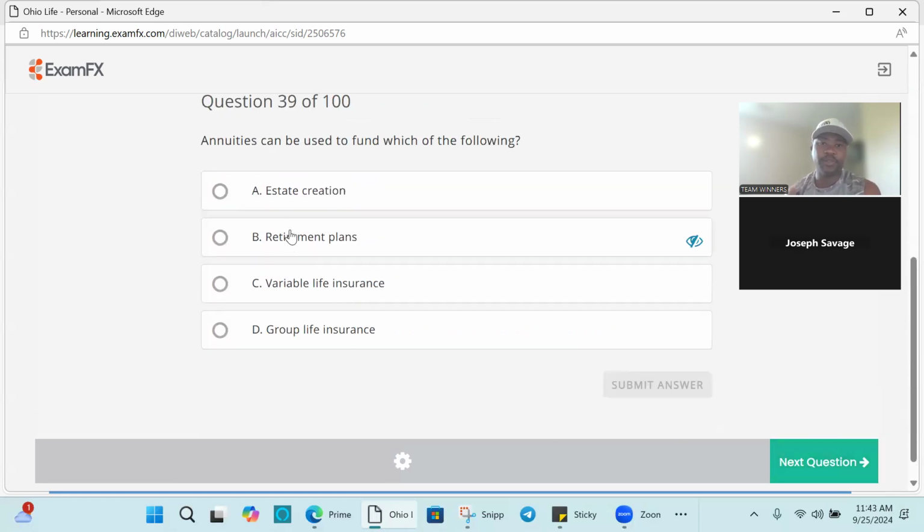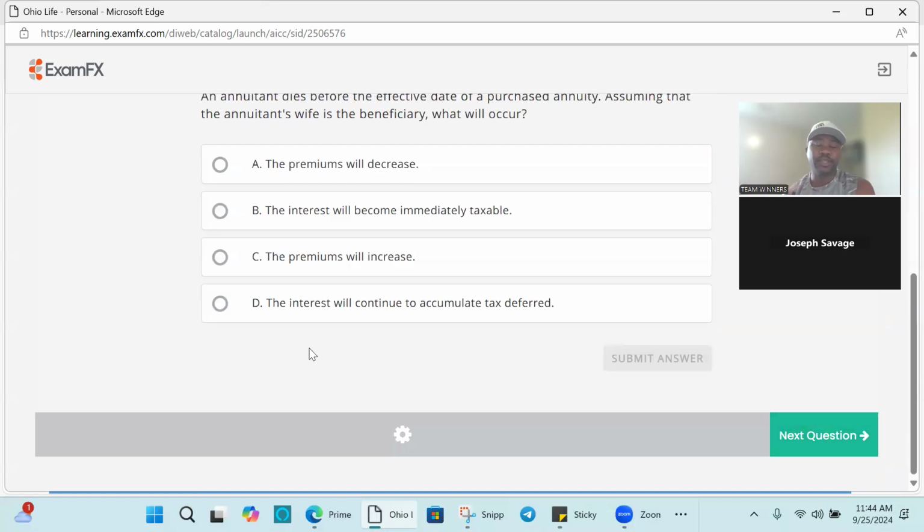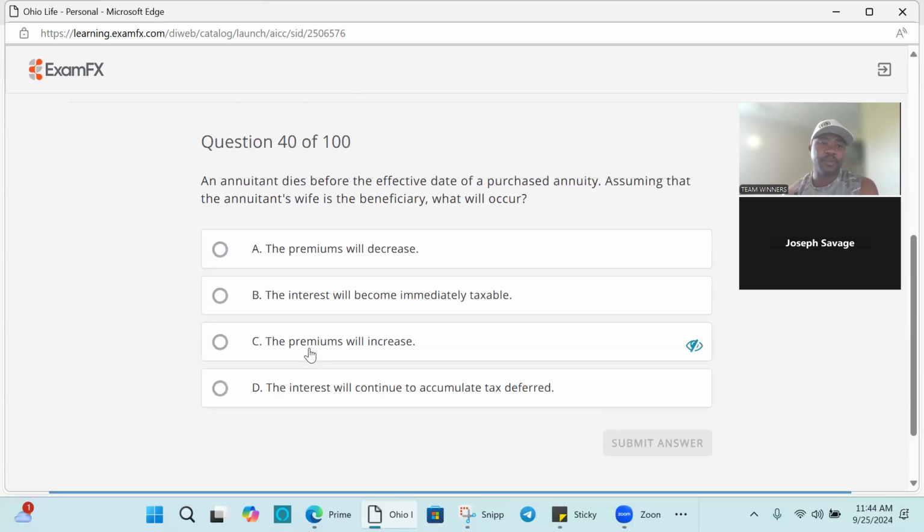Annuities can be used to fund which of the following? Estate creation, retirement plans, variable life insurance. Retirement plans. Life insurance creates an estate. Annuities can create retirement plans, in my opinion.